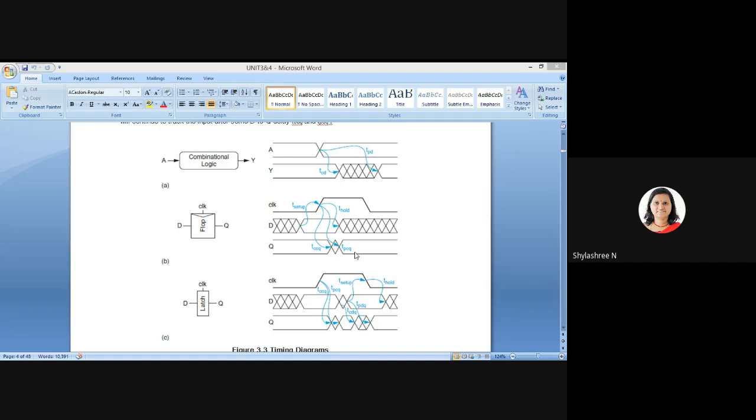So the data must be stable for some window, okay, and once it is settled, before the rising edge of the clock the T setup time comes into the picture, and it should not change again until the hold time, that is called T hold, after the clock edge. So the output begins to change only after your clock to Q contamination delay, and completely settles after your clock to Q propagation delay. Any doubt?